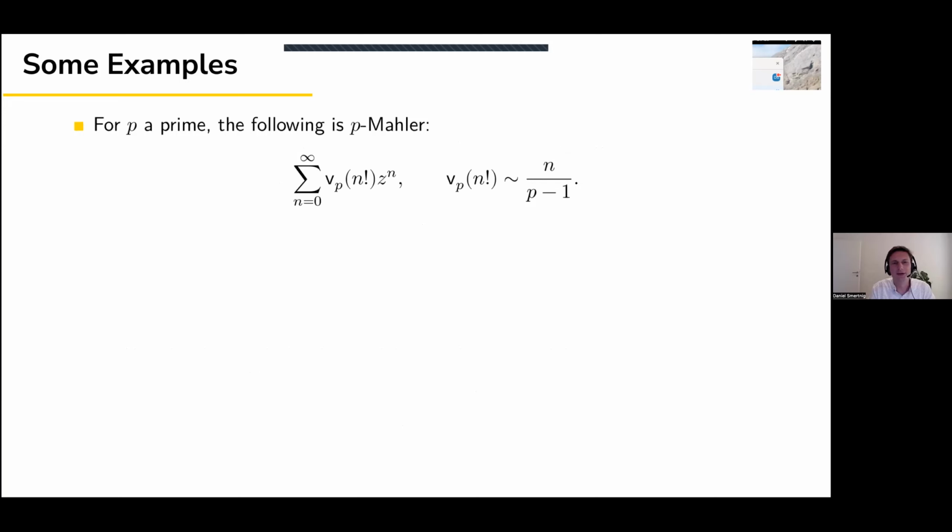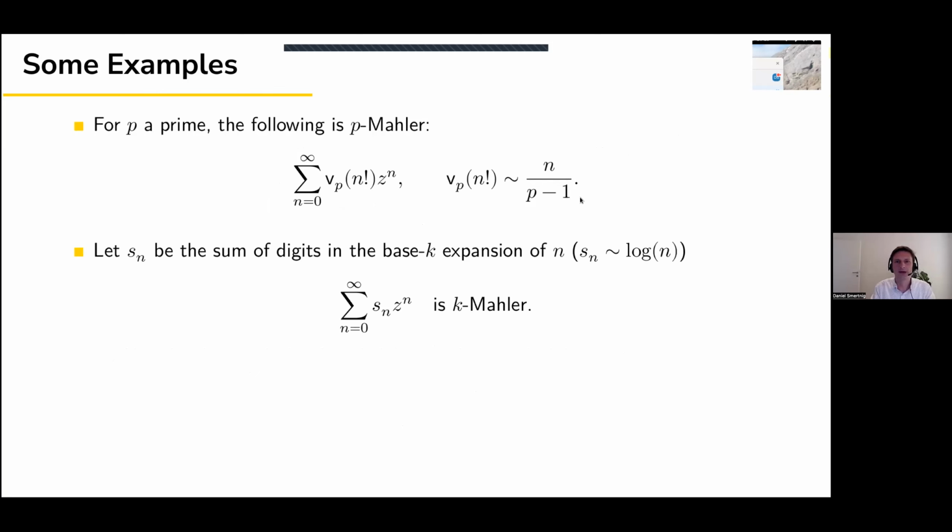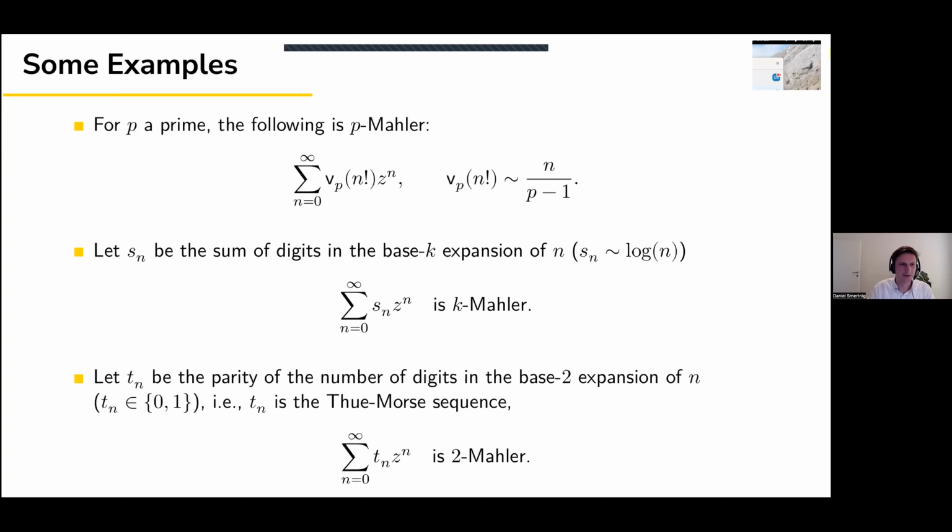Another example is if you fix a prime p and you take as coefficients the p-adic valuation of n factorial, then this gives you a p-Mahler function. And we know that the asymptotic growth is like n over p minus 1. Another one is you could take a number n and you expand it in base k and take the sum of digits in base k. This gives you a k-Mahler function.